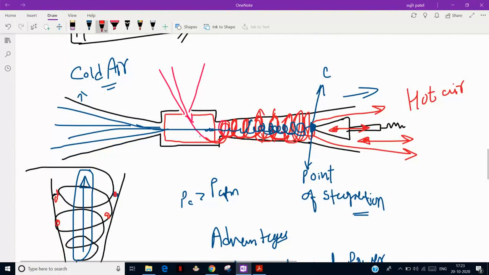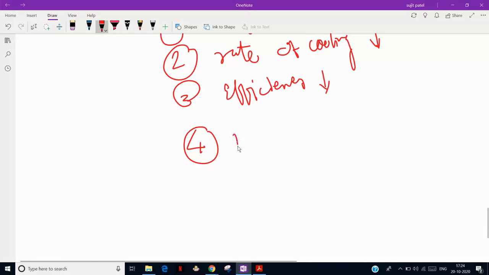The fourth one is that there may be a chance of mixing of hot and cold air in this whirlpool portion. And internal losses are there, as I told you, because this is a whirlpool, a tornado, like vortex motion. So there are some chances of internal friction. So it may happen that you will not get sufficient cold air. And the last disadvantage is that mass flow rates are dependent on area.